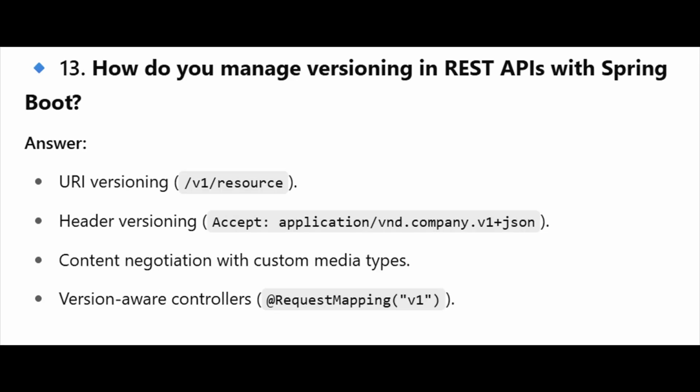13. How do you manage versioning in REST APIs with Spring Boot? Answer. URI versioning, /v1/resource. Header versioning, Accept: application/vnd.company.v1+json. Content negotiation with custom media types. Version-aware controllers, @RequestMapping v1.